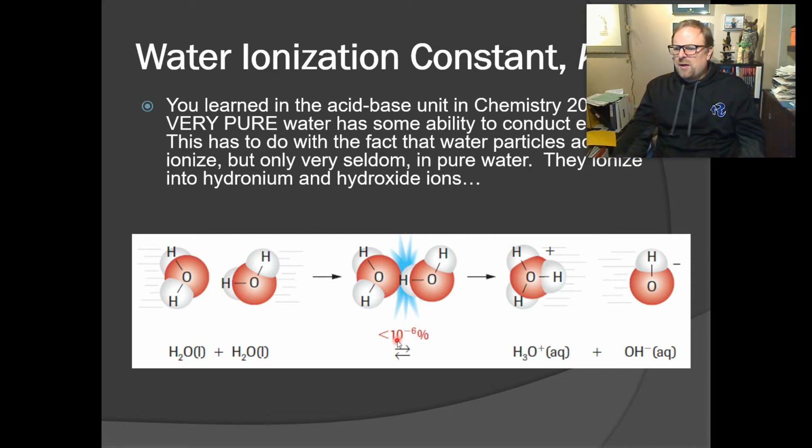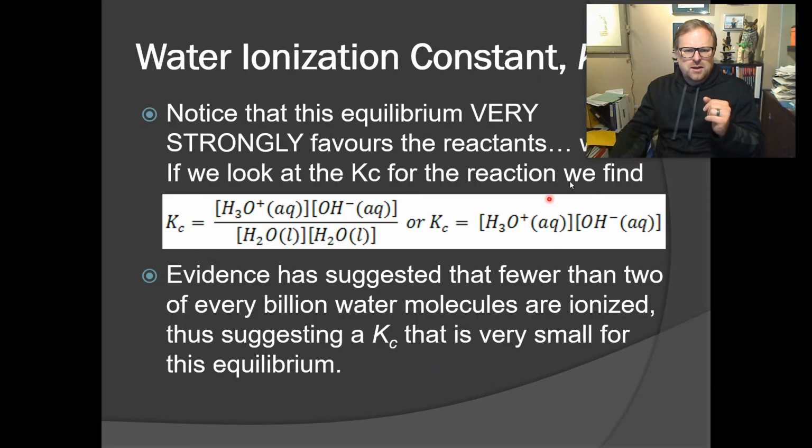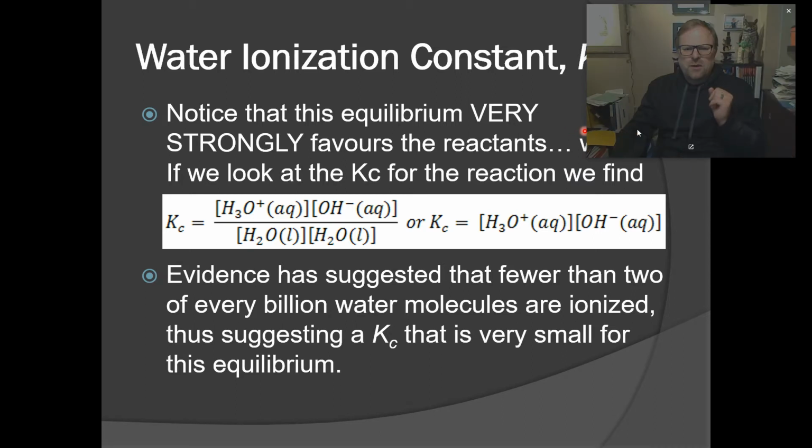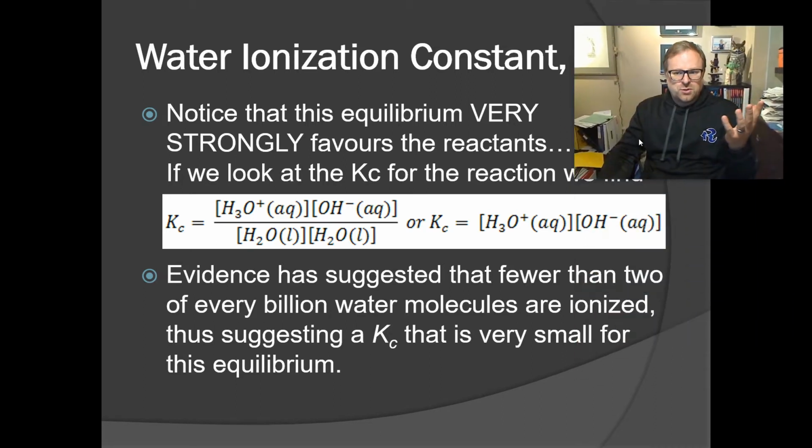And that small amount that is conductive is enough to cause a particular reaction that will establish an equilibrium that will create hydronium ions and hydroxide ions. So let's work with that. Let's keep this in the back of our minds. Okay, so this equilibrium very strongly favors the reactants, which is water.